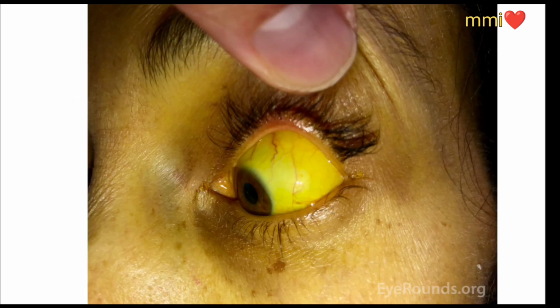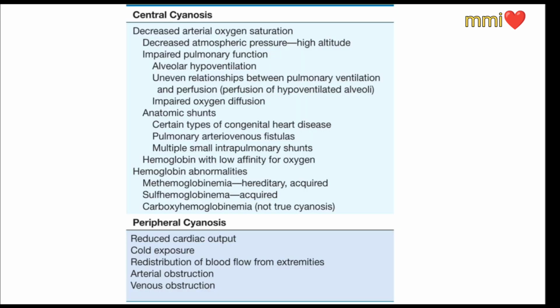Next, this is a classical case of icterus. You can see the yellowish discoloration of the sclera. Why is it happening? It is because the elastin fibers present there hold up more bilirubin.